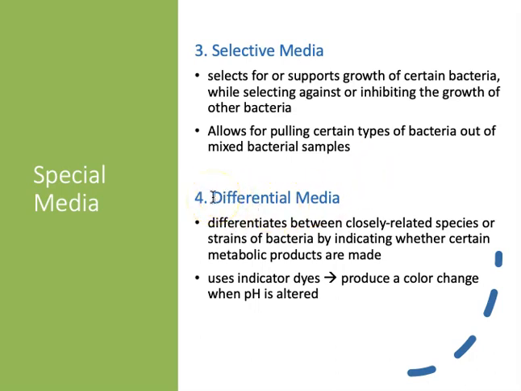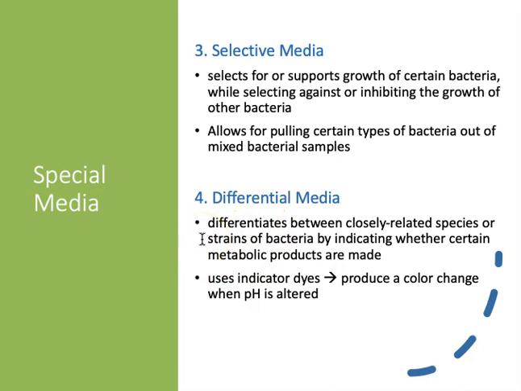Differential media allows us to differentiate between closely related species or strains of bacteria. Remember, when we talk about strains of bacteria, it's very similar to breeds of dogs. They all belong to the same genus and species, but they have some slight genetic differences that make them different enough that they're their own strain of that particular species.